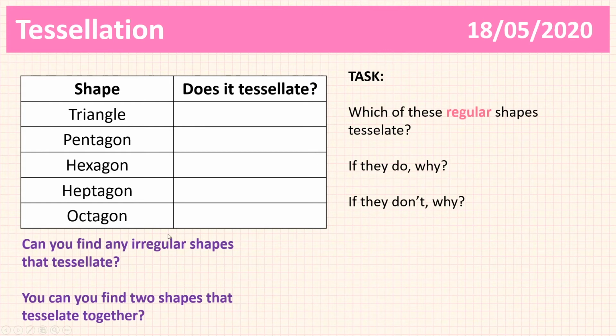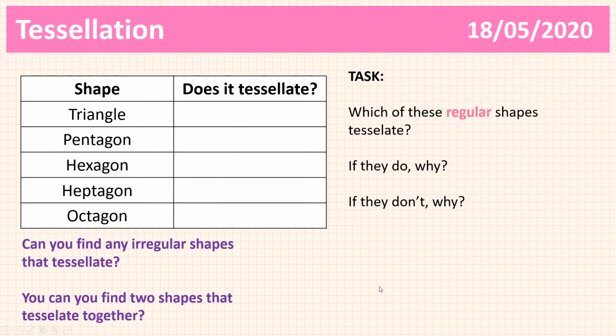And if you've done that, maybe try it with some irregular shapes. Pick one irregular shape and try and see if you can tessellate it. So with this one, you're going to pick a triangle and try and see if you can make a triangle tessellate. Use an equilateral triangle, see if you can tessellate an equilateral triangle. Use a pentagon, see if you can tessellate a pentagon. Hexagon, see if you can tessellate a hexagon. Don't mix the two shapes, just use one shape on its own.